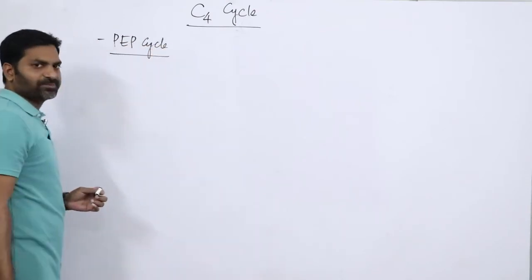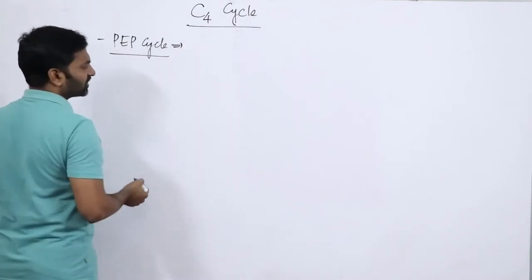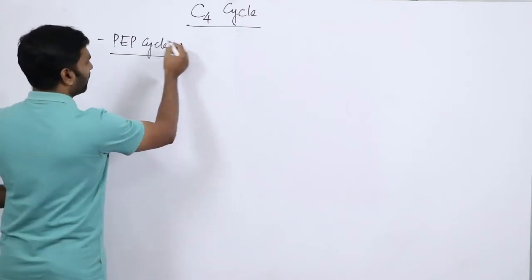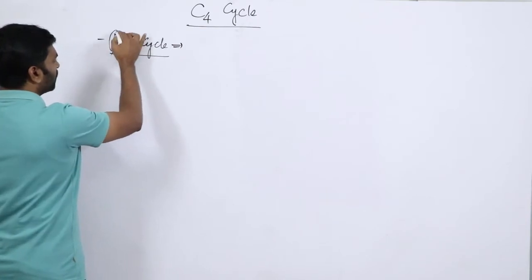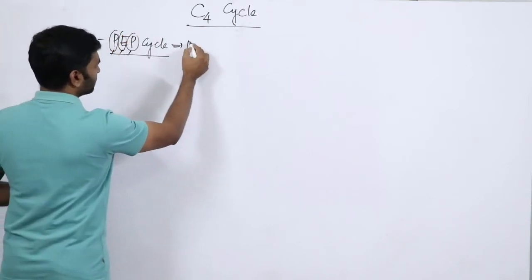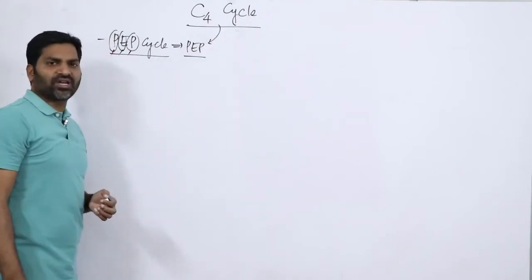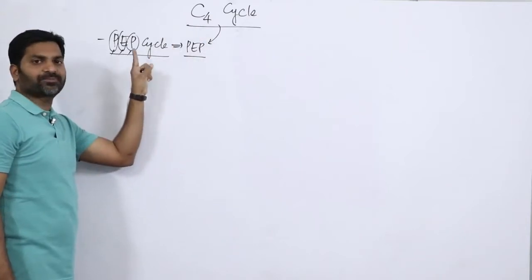Why it is called the PEP cycle: this C4 cycle has the first stable compound, PEP, phosphoenol pyruvate. The first stable compound in the C4 cycle is phosphoenol pyruvate. Hence this cycle is also called the PEP cycle.